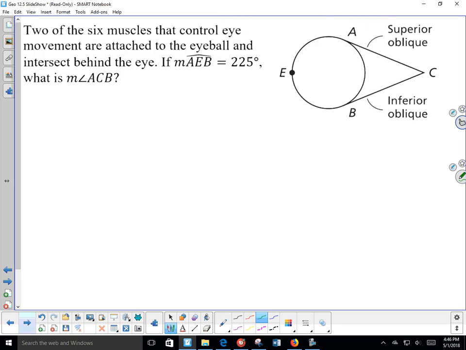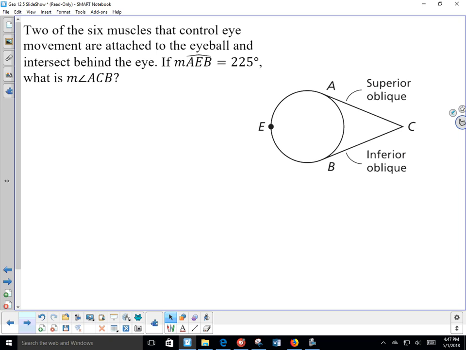All right, we got one last example. It says 2 of the 6 muscles that control eye movement are attached to the eyeball and intersect behind the eye. One of those muscles is called the superior oblique, and the other is called the inferior oblique. So if the measure of arc AEB is 225, slide this picture down a little bit. So if I have the measure of arc AEB, that's this arc right here, measures 225 degrees. What is the measure of angle ACB? That's this angle right here.